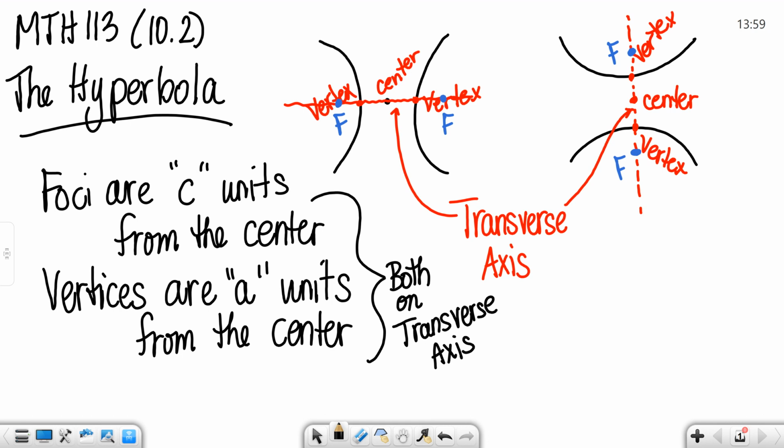Right? A, B, and C do have a relationship again. C squared is equal to A squared plus B squared. It is a different relationship this time. C squared equals A squared plus B squared. All right? So let's look at what our equations will look like.